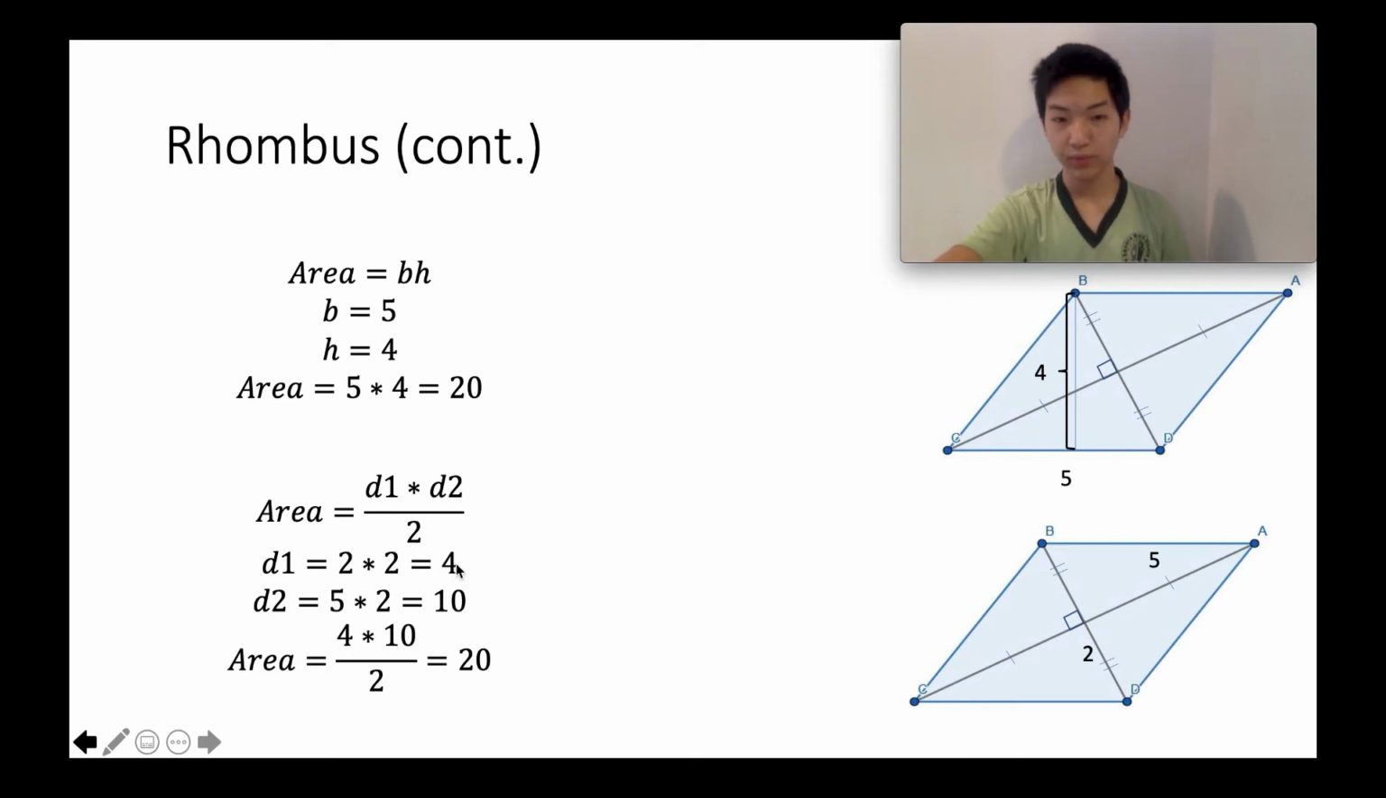Now we'll use this new formula. Diagonal 1 times diagonal 2 divided by 2, which applies, as I said earlier, to all quadrilaterals that have perpendicular diagonals. So for diagonal 1, we can see here that we're given half the diagonal. So to find the whole diagonal, we just multiply it by 2. We know this since diagonals bisect each other, so this length is equal to this length. So diagonal 1 is equal to 2 times 2, which equals 4. Diagonal 2 is equal to 5 plus 5, which is 10, or 5 times 2, it's the same thing. So then we get area equals 4 times 10 divided by 2, which is equal to 20.